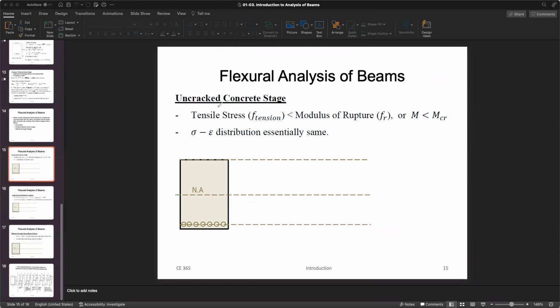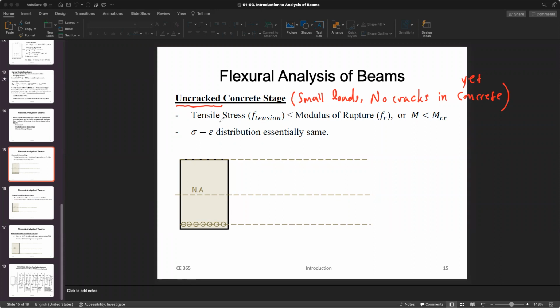Starting with the uncracked stage. All right. So what's going on here? Small loads and no cracks in concrete yet. This is the stage we're talking about.